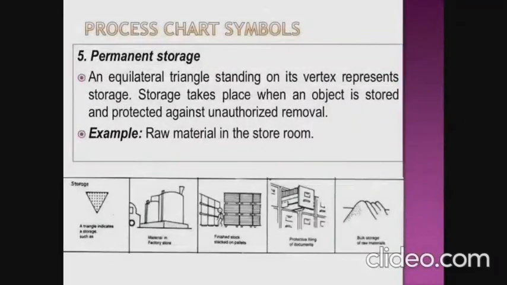The fifth symbol is permanent storage. An equilateral triangle standing on its vertex represents storage. Storage takes place when an object is stored and protected against unauthorized removal. Example, raw material in the storeroom is an example of permanent storage. So this is all about the permanent storage symbol. So these are all the process chart symbols. Now we see how to use these symbols in the next slide with one example.